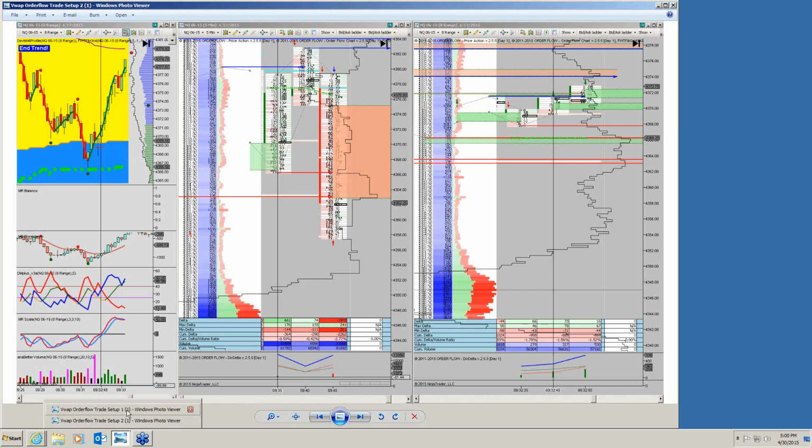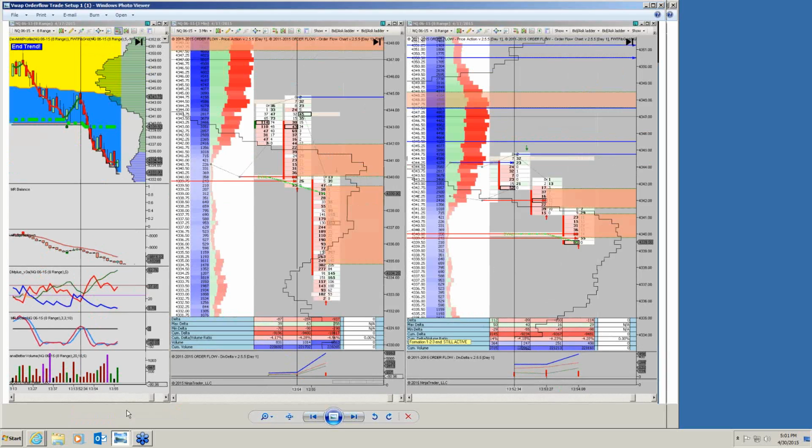So that trade obviously worked out really nicely. Yes, it did. Now, do you want to show us your next trade? Sure. My next trade was also on the NQ. It was in the afternoon, almost 2 o'clock.